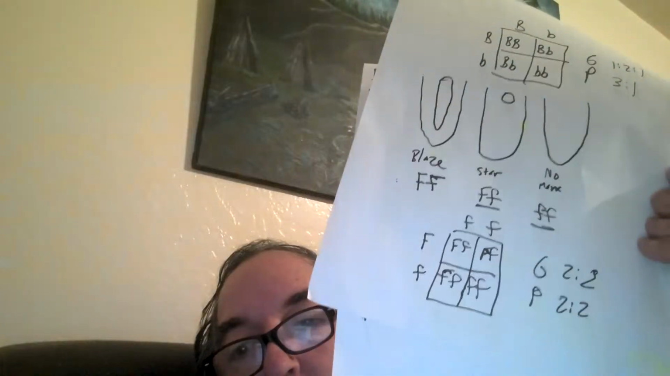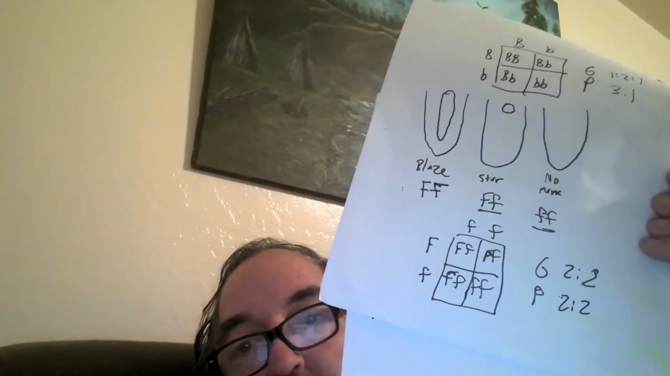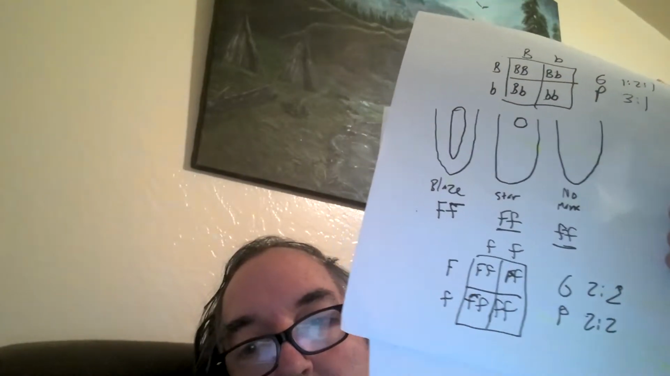Phenotypic ratio, this is going to be a little different because there are 3 phenotypes now, not 2. So our genotypic and phenotypic ratio in incomplete dominance, they're always going to be the same. In this case, we've got 2 stars and 2 no marks, right? Now, let's do one last one, and this is my last piece of paper, so I'm going to do it on the same page.